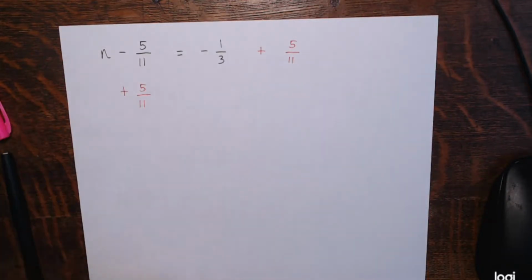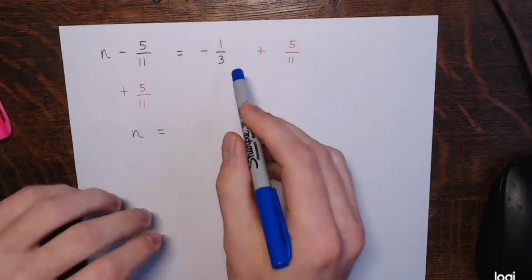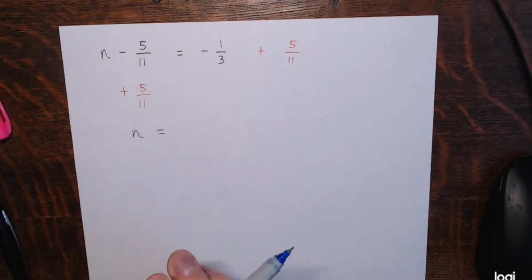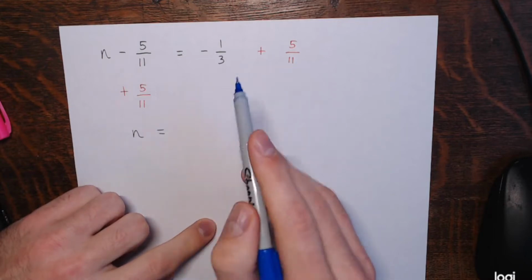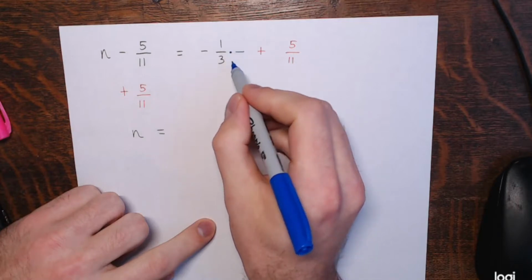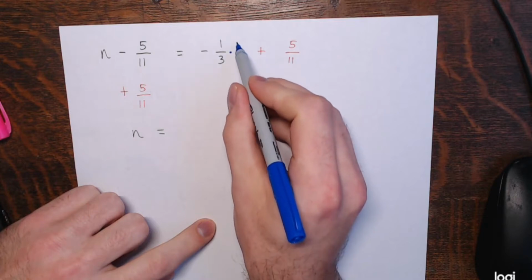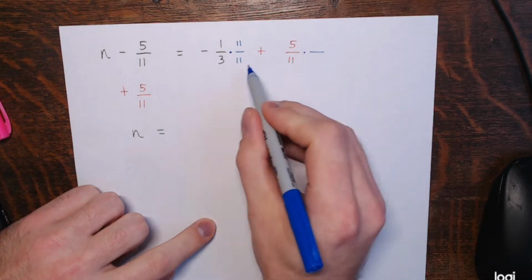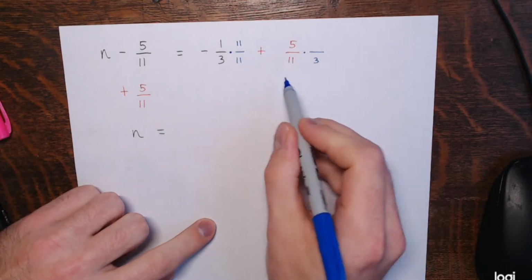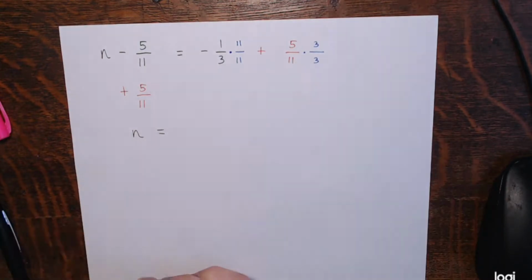Yeah, so on the left side I have n. It's the right side I need to work with. The denominators are not the same. They need to be the same if I'm adding and subtracting. So a quick way to make them the same is just multiply the denominators by each other. Like multiply 3 by 11, and then I'd also have to multiply the numerator by 11. And then this fraction here I'd multiply 11 by 3 to get the denominators to both be 33. And the numerator by 3 as well, right? You can't just multiply the denominator by 3.